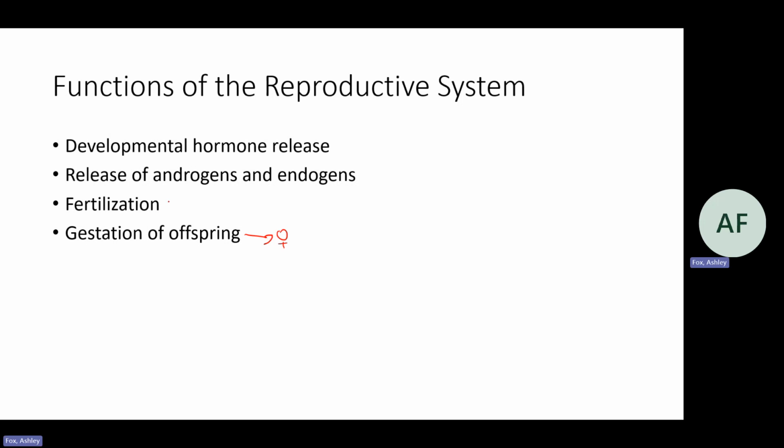Fertilization is going to be sperm and egg coming together to create offspring. So ultimately, the goal of the reproductive system is reproduction, for offspring. We also release androgens, and androgens are going to help with the female and male characteristics that we see in the reproductive system, and they're helping with gamete production. So we'll talk about those a lot more in each one, whether it's male or female.